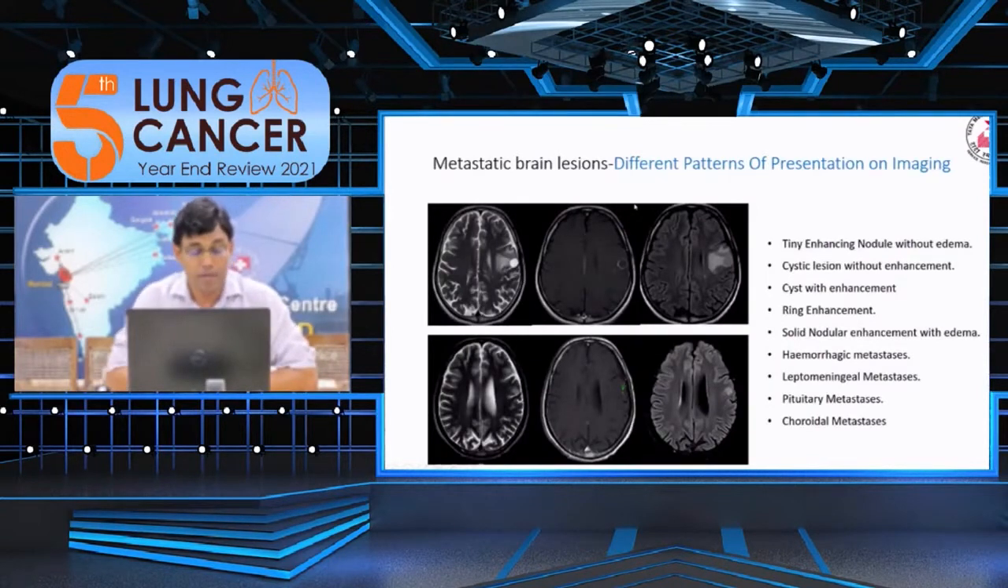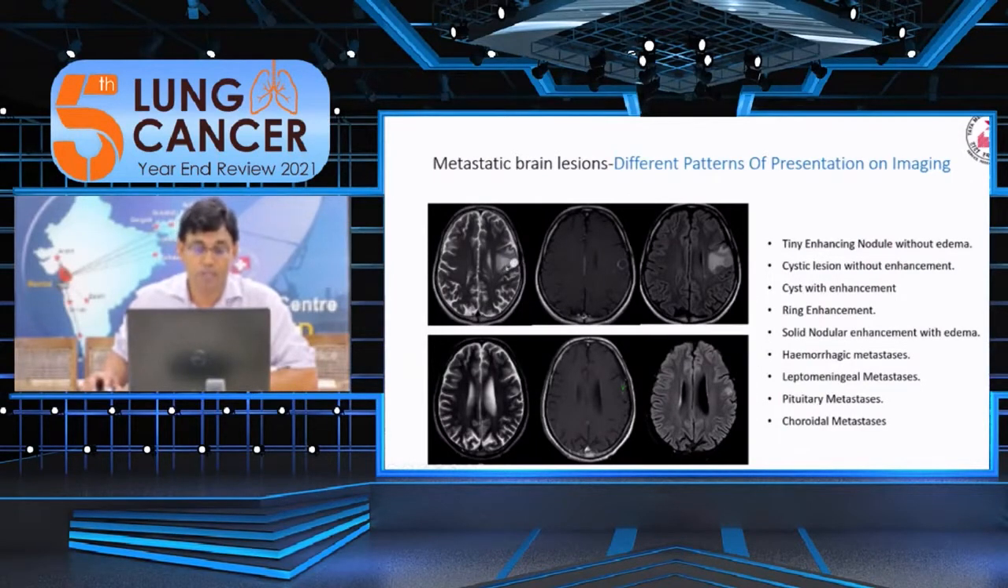Metastatic brain lesions can be of various types, and we will come across different presentations. It can be very tiny. Something like this is also a brain metastasis, which we can pick up only if we give contrast in an MR. This green arrow that is highlighted is also a brain metastasis. It might have a cystic change, and you can see something like this, which is just a cyst. It may have enhancement or it may not have enhancement.